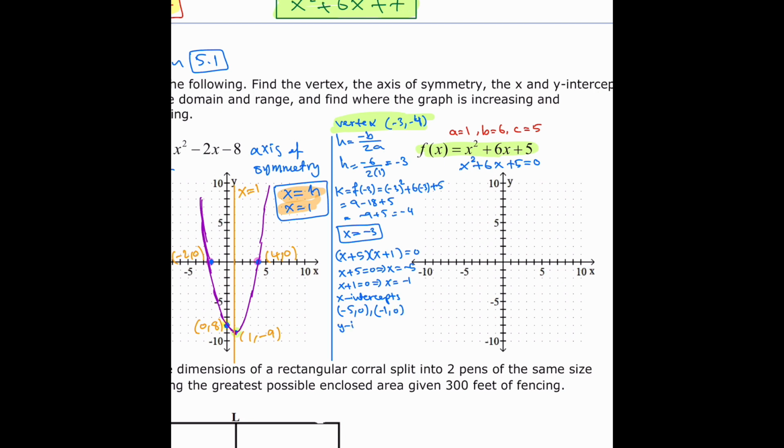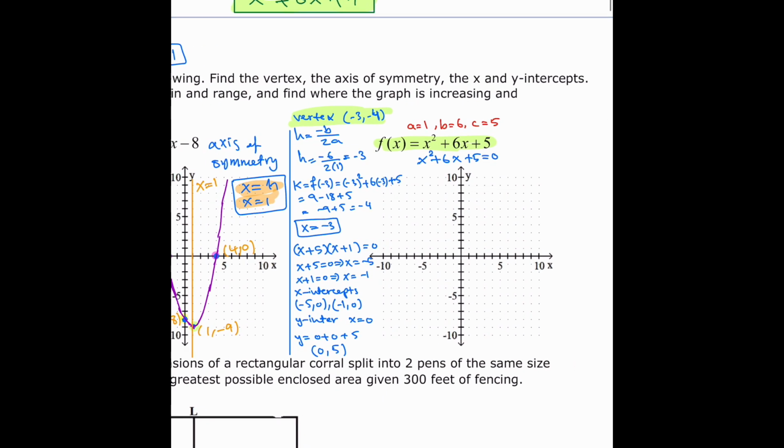To find the y-intercept, we set x equal to 0, so we get y equals 0 plus 0 plus 5. So the y-intercept is 0 and 5. I can now graph, and then I will find the domain and range.